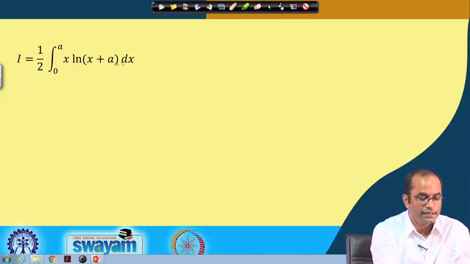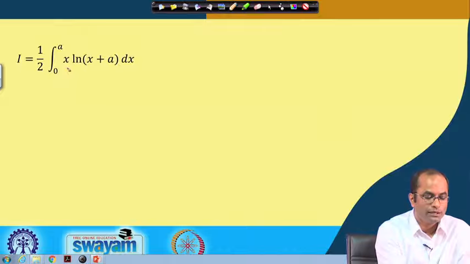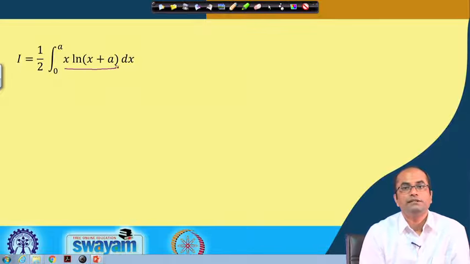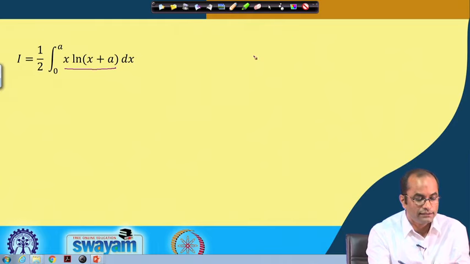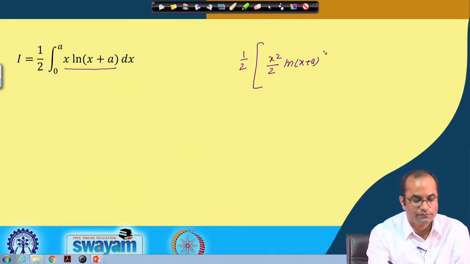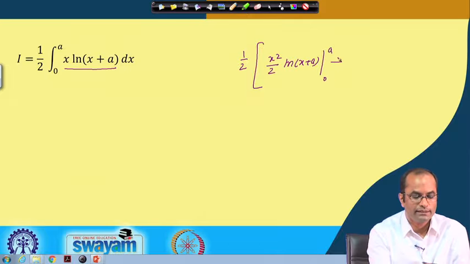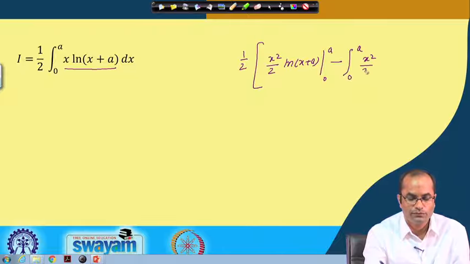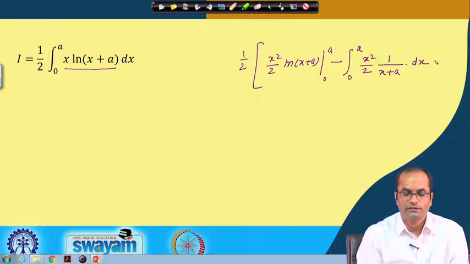So, this is again easier. We have to apply the idea of integration by parts, so we will do that. Here half as it is, and then we have here the x, which will become x squared by 2, times ln(x+a) for the integration by parts from 0 to a, and then minus again 0 to a, this will become x squared by 2, the integral of x, and then the differentiation of ln(x+a) will be 1 over x+a, and then we have this dx.